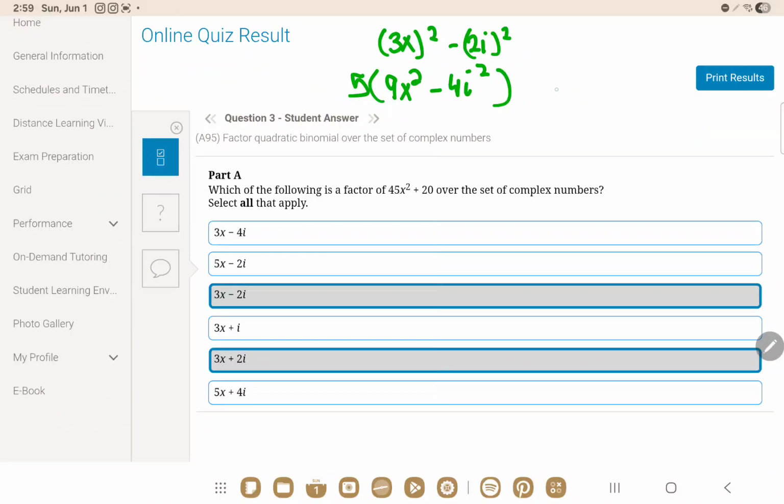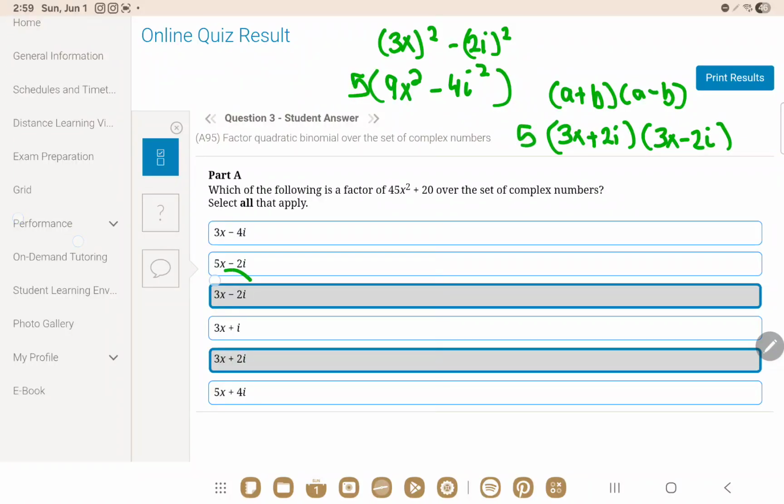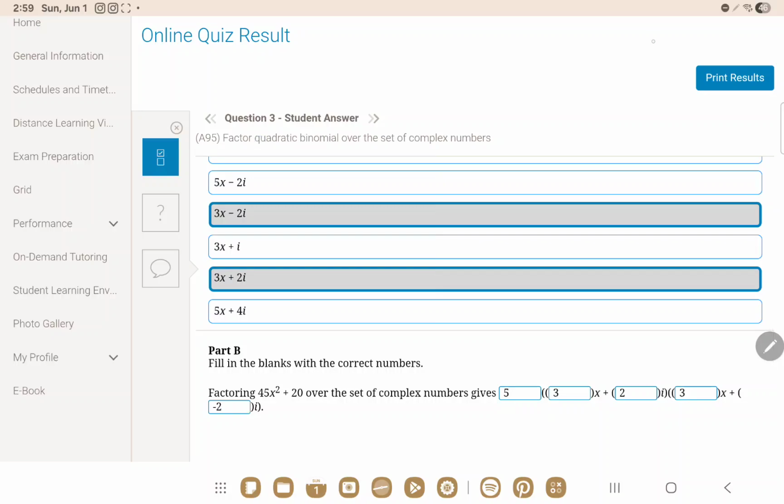A squared minus b squared is a plus b times a minus b. So 3x plus 2i times 3x minus 2i. All of these are multiplied by 5, by the way. But 5 isn't one of the options, so 3x minus 2i, 3x plus 2i. That's basically it. Now let's move on to the next part.